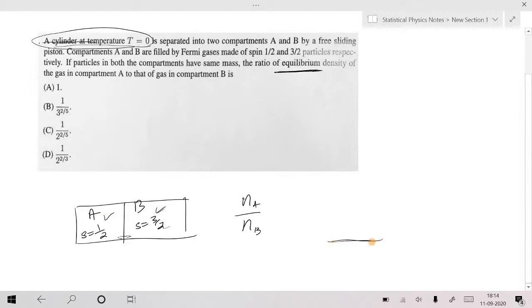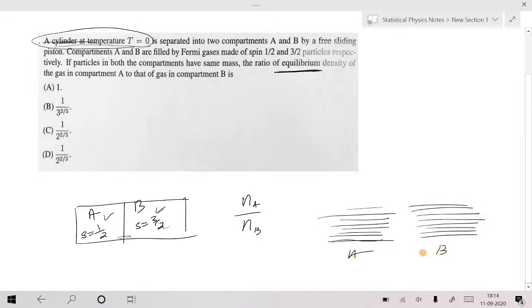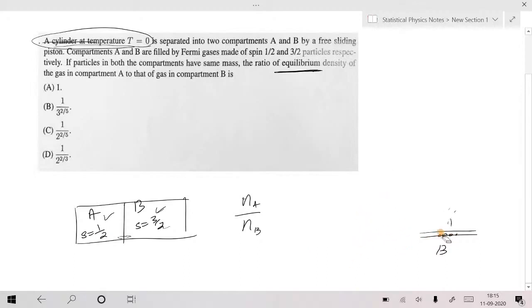What I can do is draw the states for A and the states for B, and I can start filling them out. I can put 2 particles in each level of A, and I can put 4 particles here: 1, 2, 3, 4. I could have done something, but whatever. Again, the volume is not the same. The information of volume is not given.